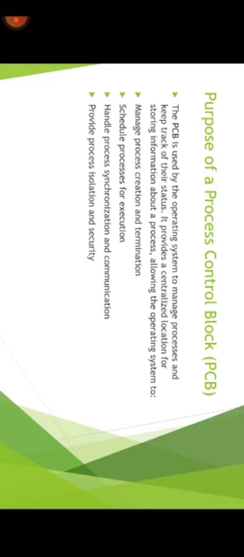The purpose of the process control block, PCB. The PCB is used by the operating system to manage processes and keep track of their status. It provides a centralized location for storing information about a process, allowing the operating system to manage process execution and termination, schedule processes for execution, handle process synchronization and communication, and provide process isolation and security.